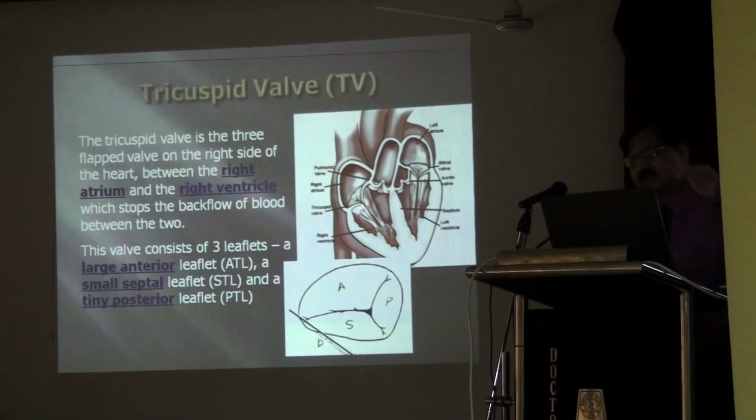Although in transthoracic echocardiography, the operator is less comfortable with the tricuspid valve than the mitral valve, because tricuspid valve anatomy is slightly difficult on the right side, particularly in 2D. But in 3D we get a very clear-cut picture of the tricuspid valve also.